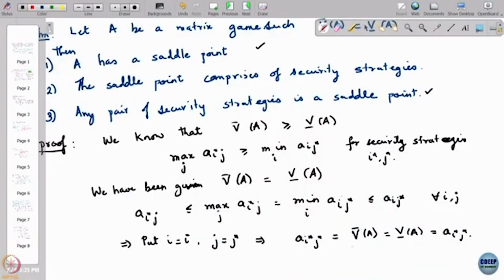So V upper bar and V lower bar were defined from security strategies, and therefore they were functions of just A. The saddle point was just defined abstractly as a bunch of inequalities. So there is no guarantee that the value of that saddle point has to be the same for every saddle point. But we are getting that for free: whenever there is a saddle point, it will always be equal to this particular value.